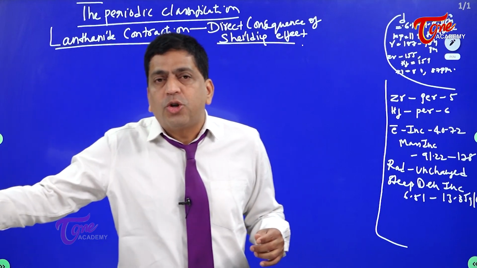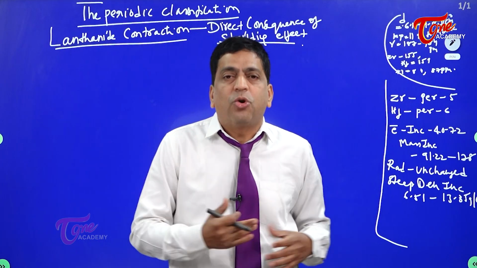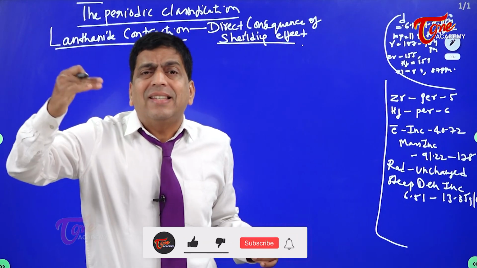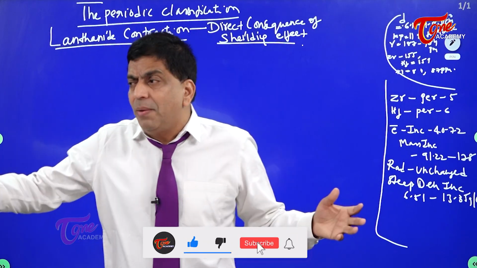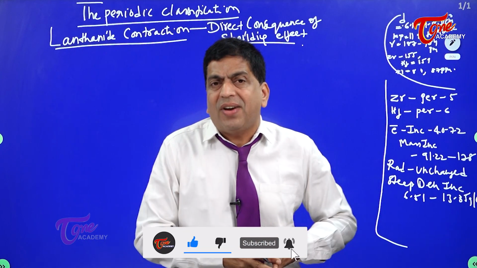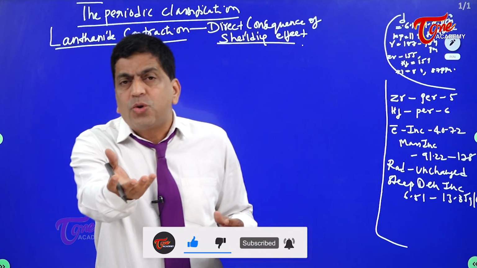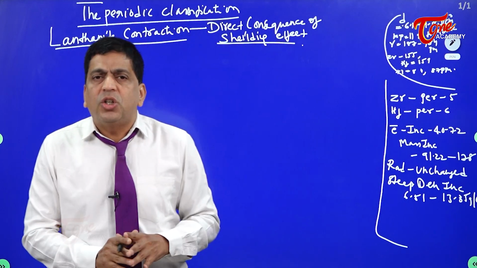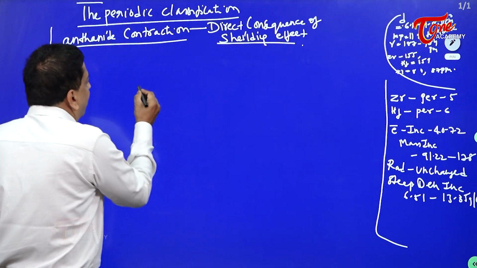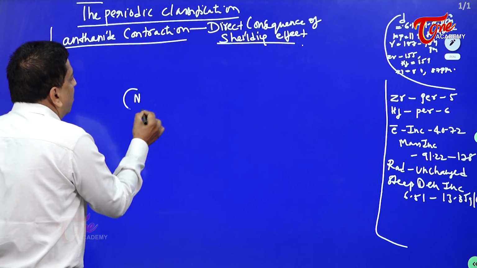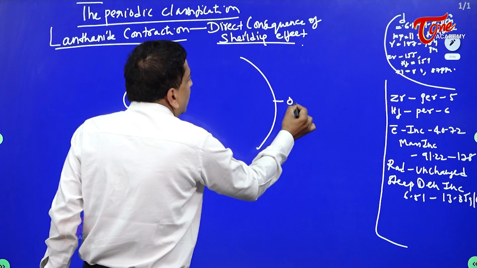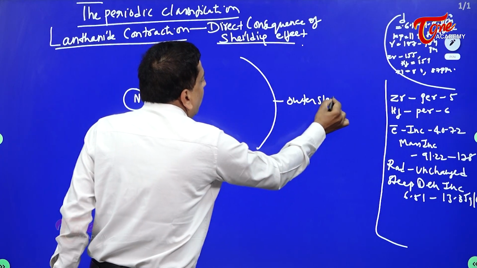Thereby, the outermost shell starts relaxing if you have more shielding effect. When you're relaxing, the atomic size is increasing. If you're pulled down due to a bad shielding effect, then you are pulled towards the nucleus, thereby the size decreases. So what is shielding effect? Look here, this is the nucleus, and in between the nucleus and this outer shell, right?